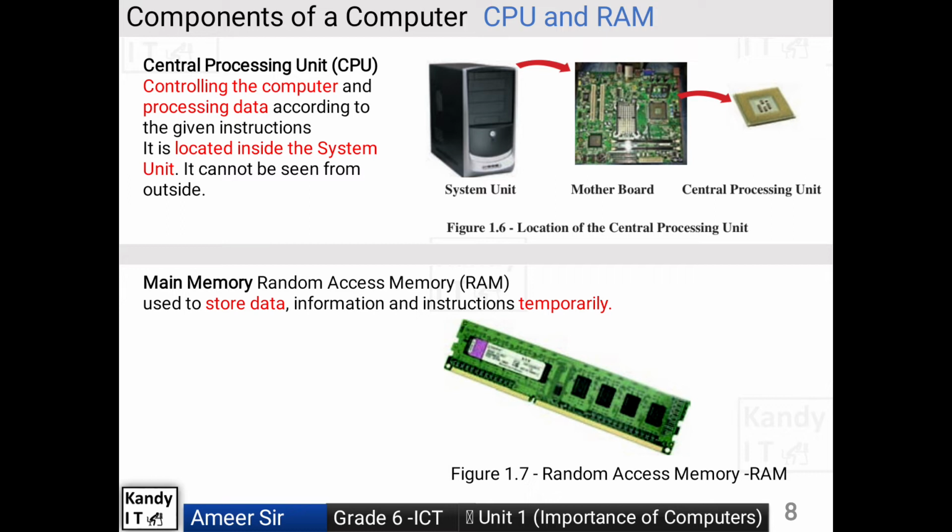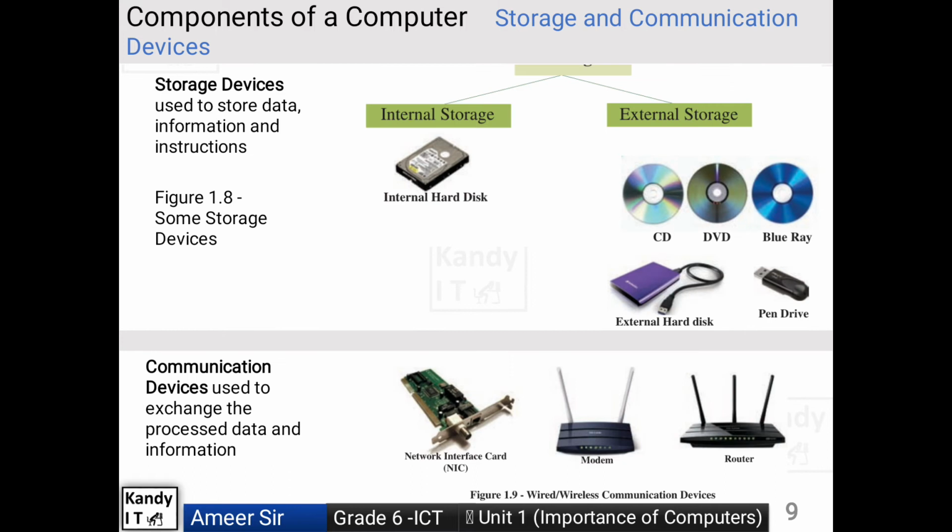Main memory is also called RAM or random access memory. It is used to store temporary instructions. That means when the power is off, it will be erased. The components of a computer: storage devices and communication devices.